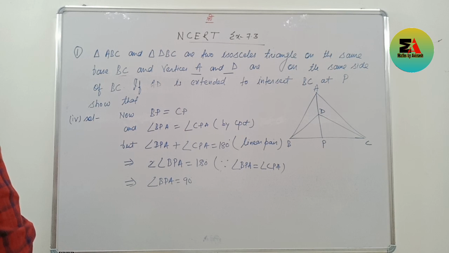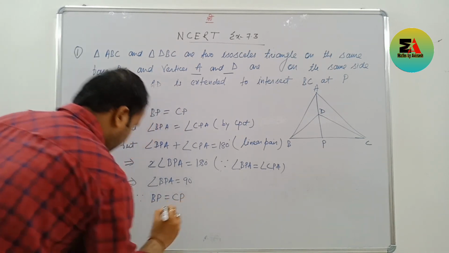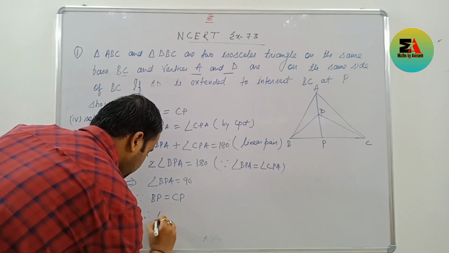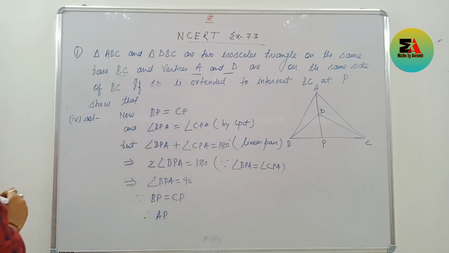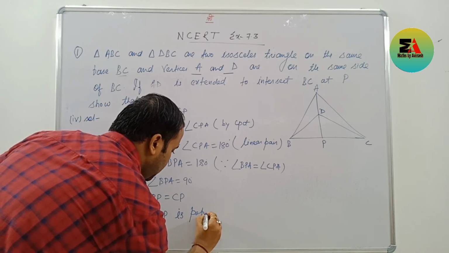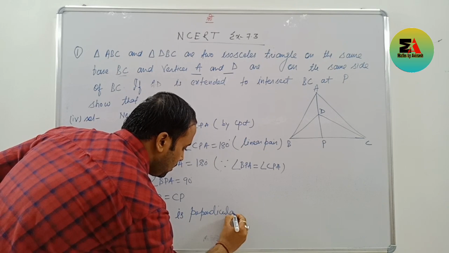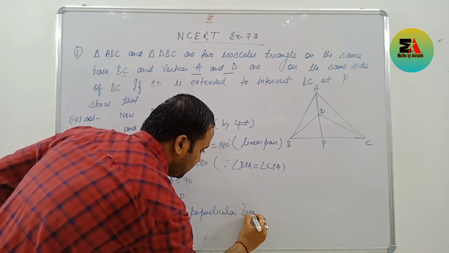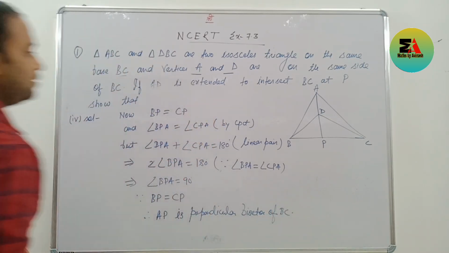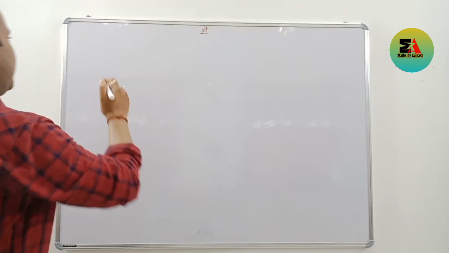When angle BPA is 90 degrees, and since BP equals CP, therefore AP is the perpendicular bisector of BC. This is our case 4. In this question we have 4 cases.